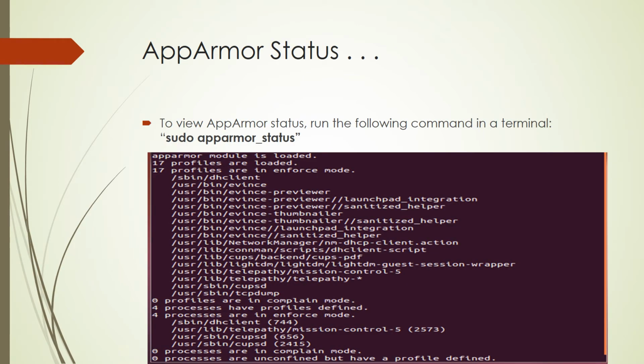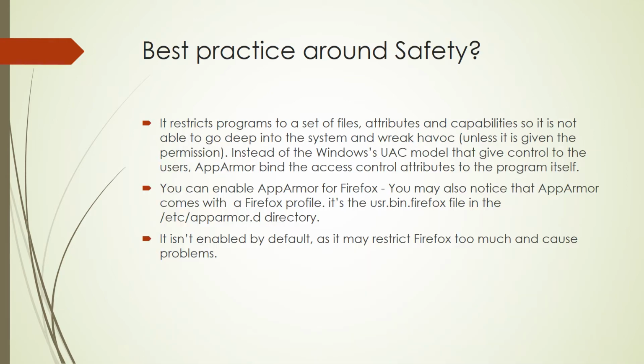So here, to view the AppArmor status, you can run the following command. It's called sudo apparmor_status. Once you run that command, it'll show you whether AppArmor is running on your system, and it will show you all the AppArmor profiles that are installed and the confined processes that are running.